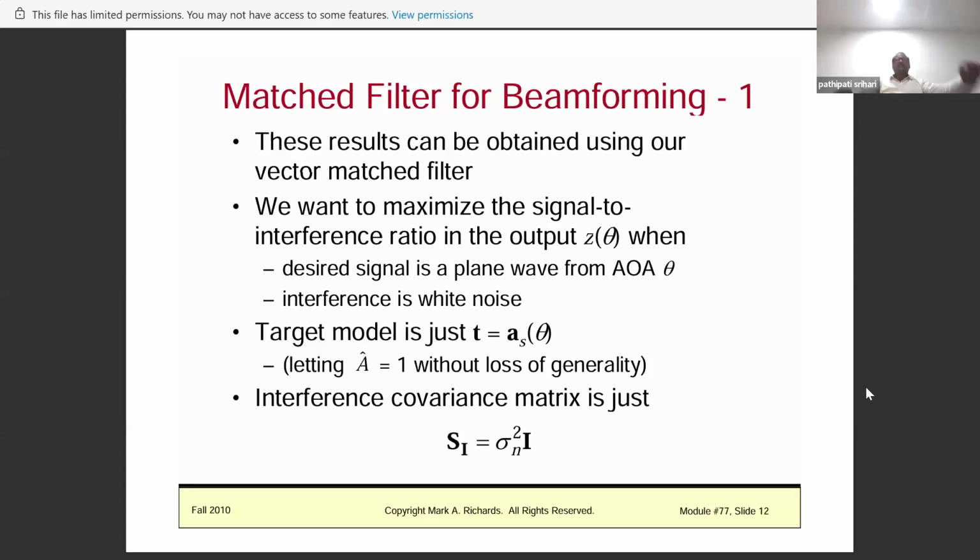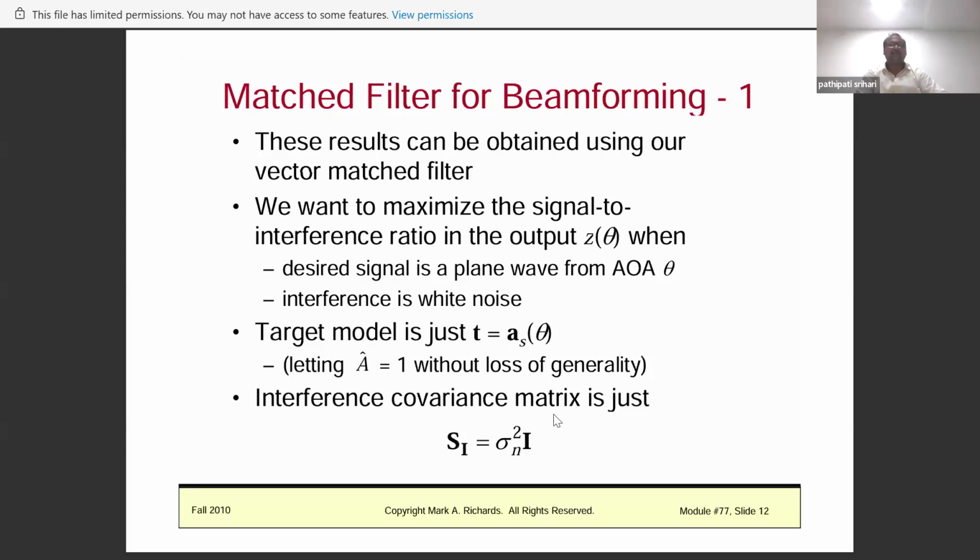So these results can be obtained using our vector matched filter. We want to maximize the signal to interference ratio in the output Z of theta when the desired signal is a plane wave from AOA theta and interference is white noise. So the target model is just T = A S(θ). The interference covariance matrix is just S_I = σ_n² I.